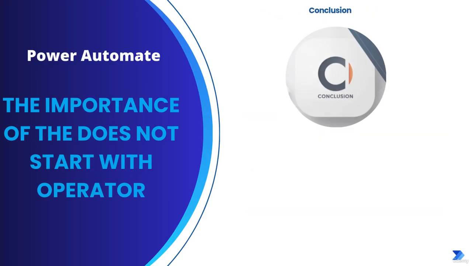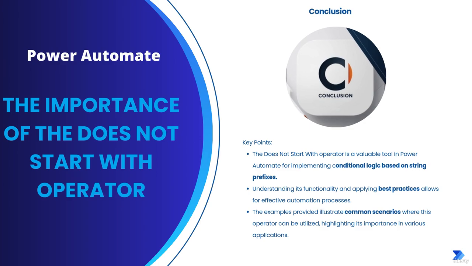Conclusion. The does not start with operator is a valuable tool in Power Automate for implementing conditional logic based on string prefixes. By understanding its functionality and applying best practices, you can create effective automation processes that dynamically respond to specific input criteria. The examples provided illustrate common scenarios where this operator can be effectively utilized, highlighting its importance in various applications.